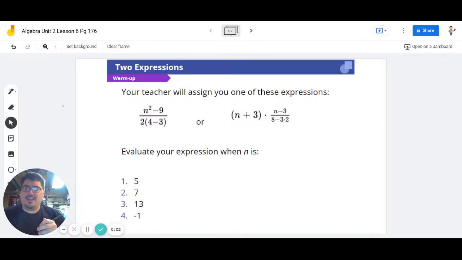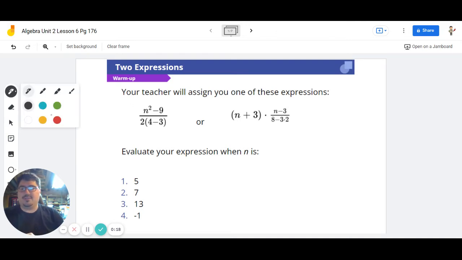All right, we're in Unit 2. This is Lesson 6, page 176. These are the first couple questions that we'll work through and I will model for you before you start some of the practices. Your teacher will assign you one of these expressions, and actually I'm just going to choose the one for you. We're going to focus on one expression, and that's this one, because it's going to be a little bit easier for time's sake.